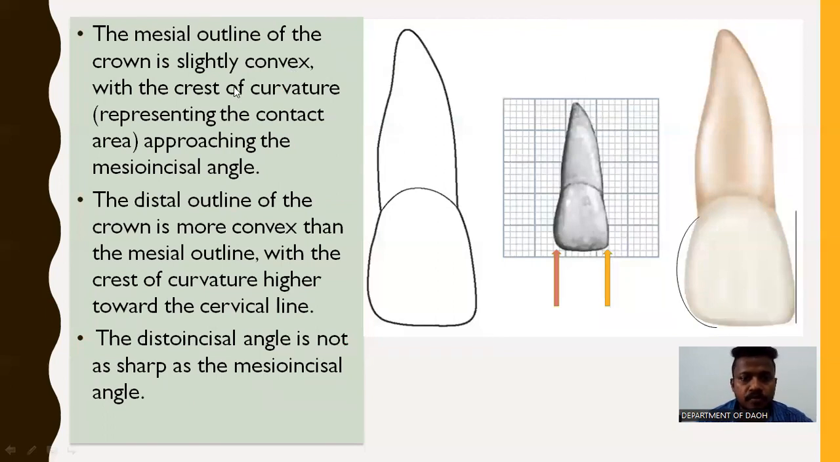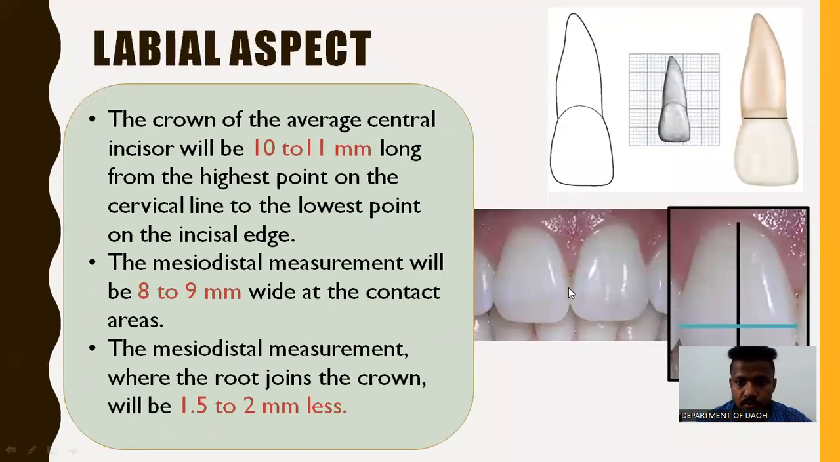The mesial outline of the crown is slightly convex. So this is the mesial outline of the crown, slightly convex with the crest of curvature. Crest of curvature means the contact point. You can see in this picture, this is the contact point. This is called the crest of curvature.